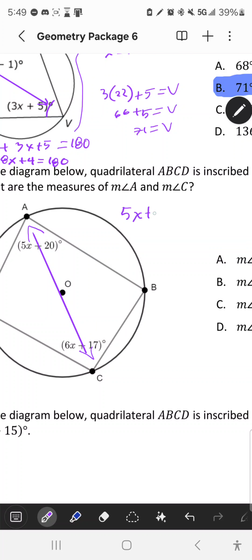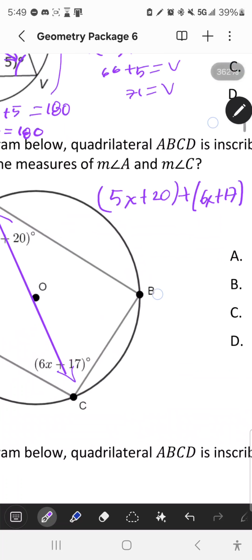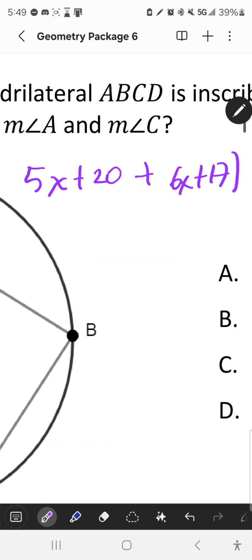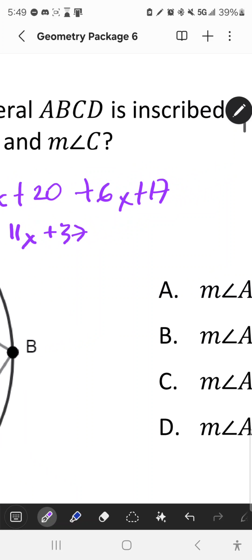So 5x plus 20 plus 6x plus 17. Since we're adding, the parentheses don't matter. 5 plus 6 is 11, so 11x. 20 plus 17 is 37. This equals 180.